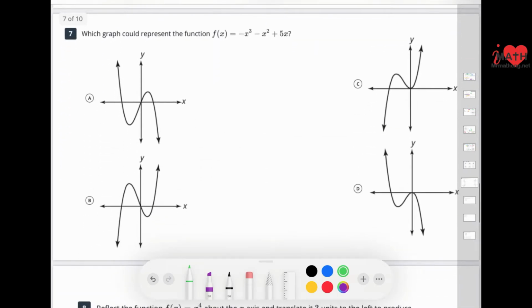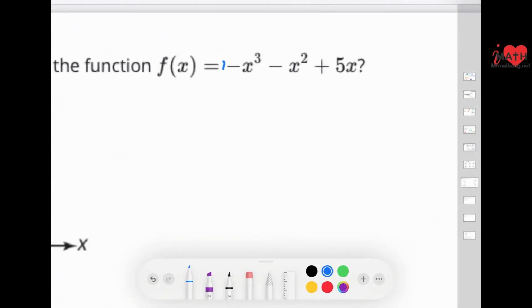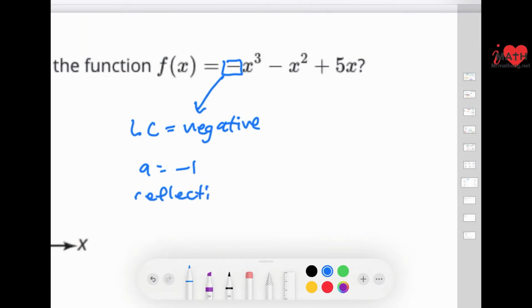All right, question number 7. Which graph could represent the function f of x equals negative x to the third power minus x squared plus 5x? Okay, what I'm going to do is take apart this function and figure out all the things that I know. Here in blue, this is called the leading coefficient, and it is negative. Basically what that does is it flips the graph. You can also think of it back in your transformations. A equals negative 1 is a reflection over the x-axis. So that's in blue there.